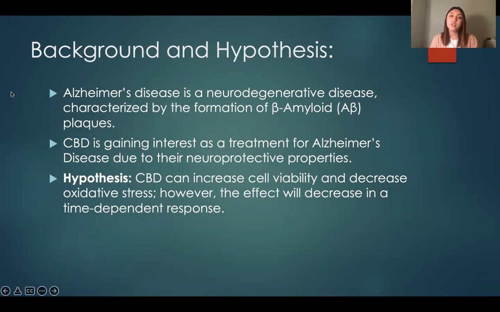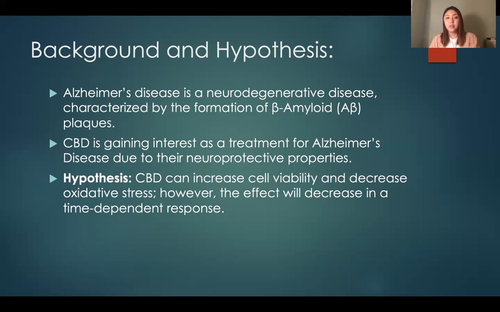Alzheimer's disease is a neurodegenerative disease that is characterized by the formation of beta amyloid plaques. And what beta amyloid plaques are is just clumps of proteins that form between neurons and cause damage to the cells by increasing oxidative stress and ultimately leading to cell death. CBD is a non-psychotropic phytocannabinoid that has gained interest due to its neuroprotective properties against A beta.